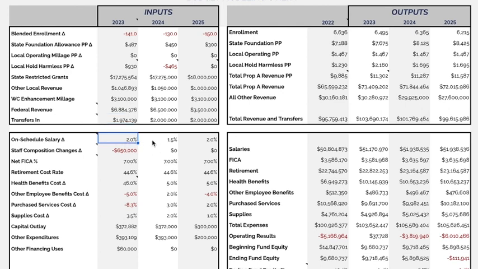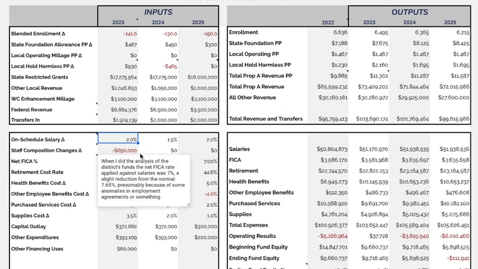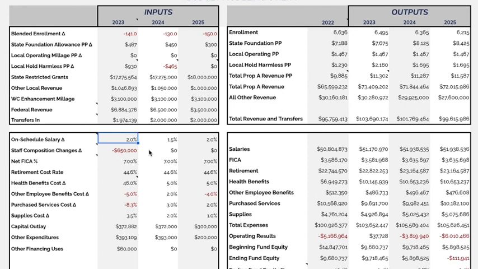We had a 2% on schedule salary increase. We can cover what on schedule means later, but basically it means that the salary grid was increased by 2% everywhere. There were staff composition changes. I think there were maybe 10 to 20 layoffs, plus some retirements and things like that. So that brings some cost out of the budget, a negative number. We have our FICA costs. I think most people know that it's 7.65%, but since we have a certain number of salaries that we pay that are not through normal payroll, the FICA number has to be adjusted down a little bit accordingly.